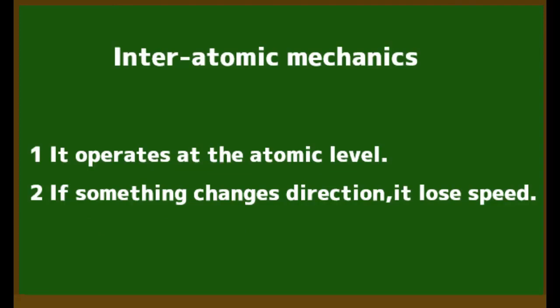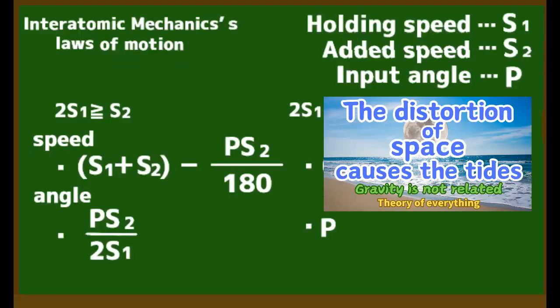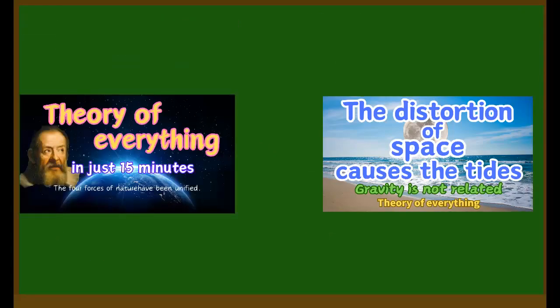In Newtonian mechanics, individual phenomena are understood separately, without being unified. But, interatomic mechanics makes this unification possible, ultimately leading to the theory of everything. There are still some phenomena that remain to be fully explained, but it can be confidently said that this theory is superior to Newtonian mechanics.